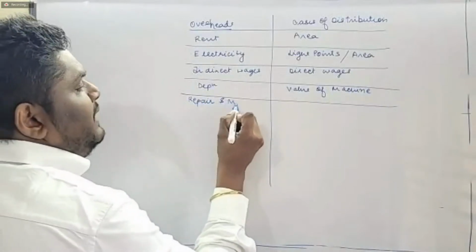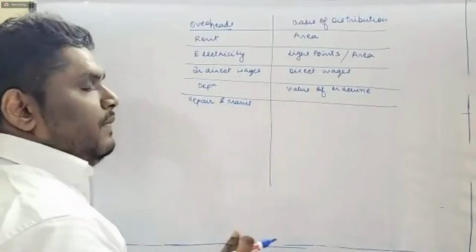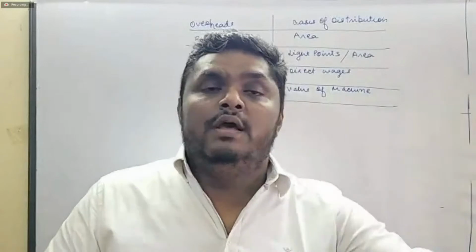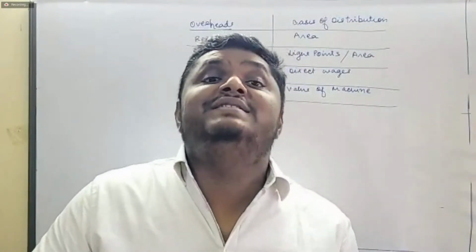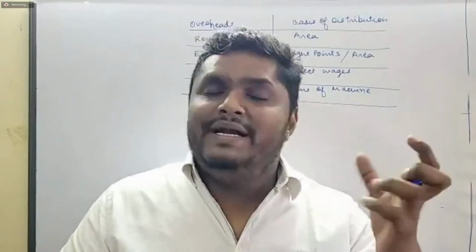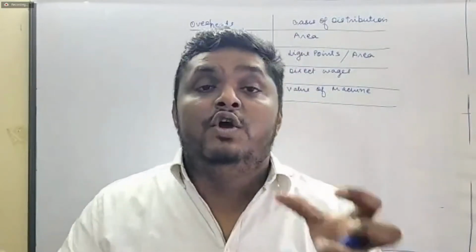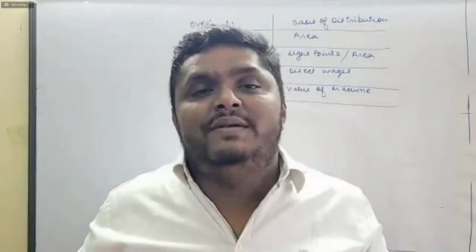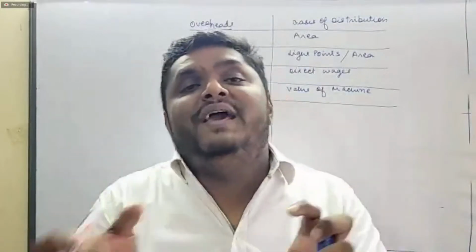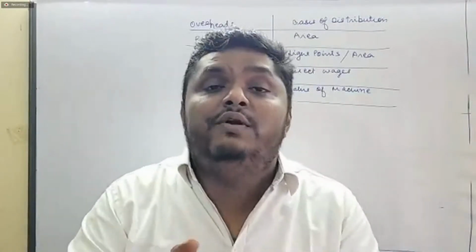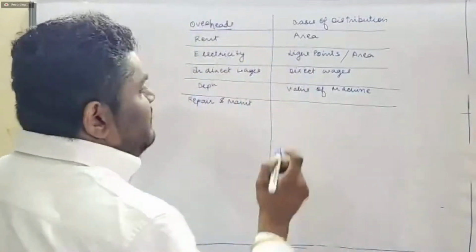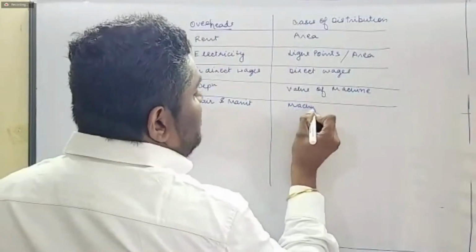Further, repair and maintenance. If the information is given in the question as regards repairs and maintenance, now the point is, repairs and maintenance is incurred on what? Very simple, on the basis of machines. The more machines run, the more repairs and maintenance is required. The fewer machines run, the less repair and maintenance is required. So repair and maintenance is more or less relating to the hours the machine works. So we can say repairs and maintenance can be distributed on the basis of machine hours.